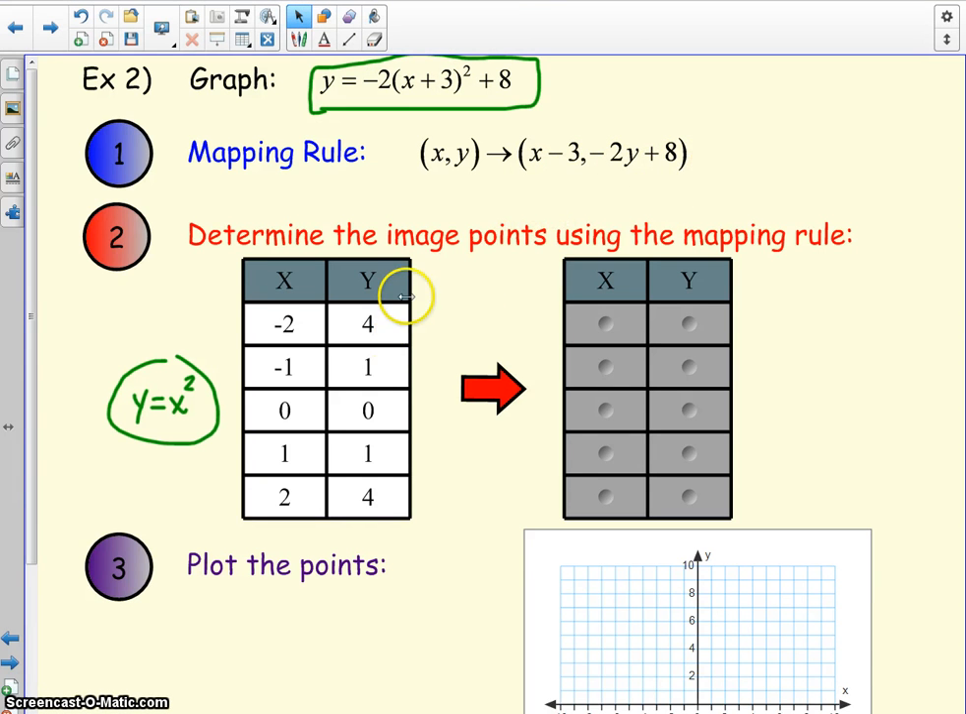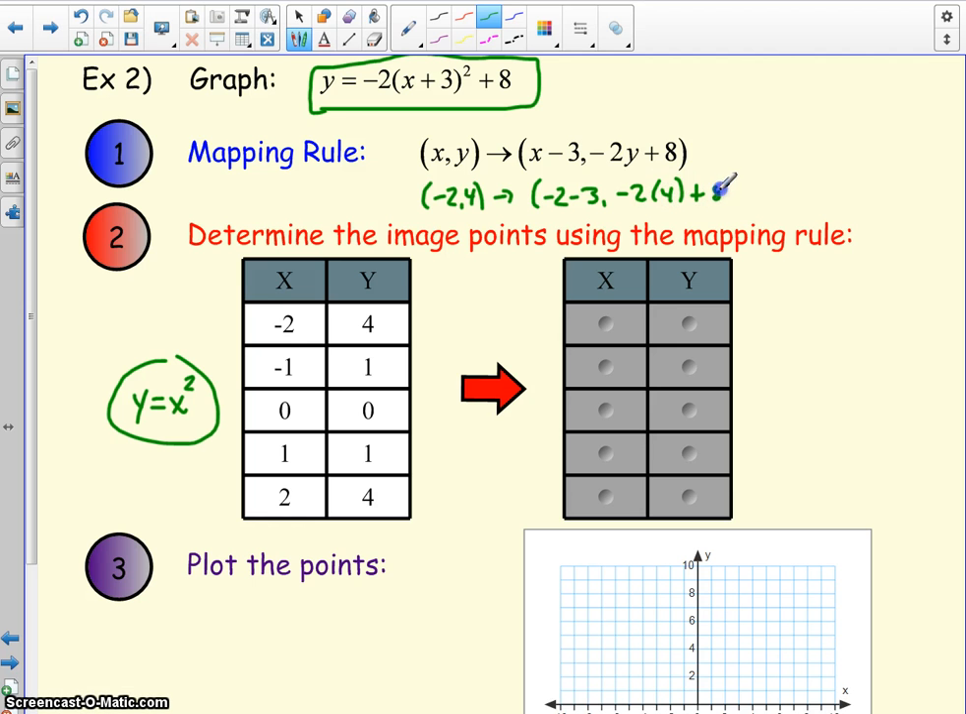And now we're going to find the image points. I'll do the first one for you. Again, negative 2, 4, we're going to throw those into the mapping rule for x and for y. So for negative 2, 4, I'm going to wind up with negative 2 minus 3, and then negative 2 times 4 plus 8. Negative 2 minus 3 gives me negative 5, and negative 2 times 4 is negative 8, plus 8 gives me 0.